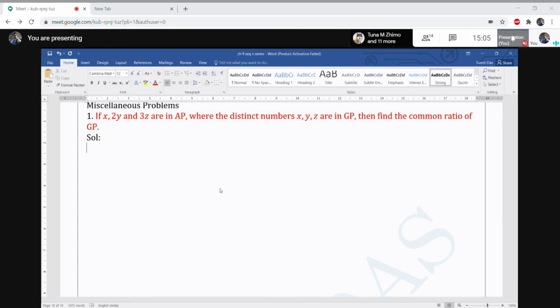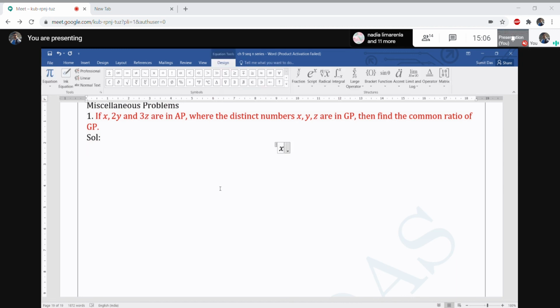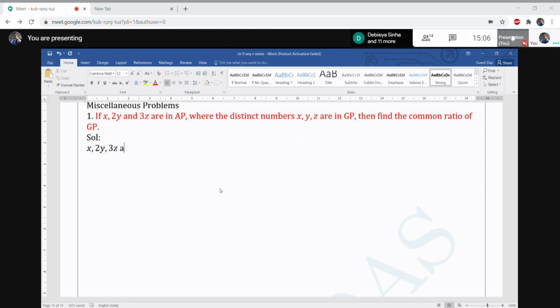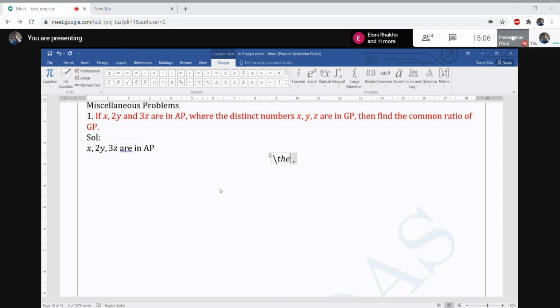So basically we are given that x, 2y and 3z are in AP. If these numbers are in AP, therefore we can write x plus 3z equal to 2 into 2y. That is equal to 4y.